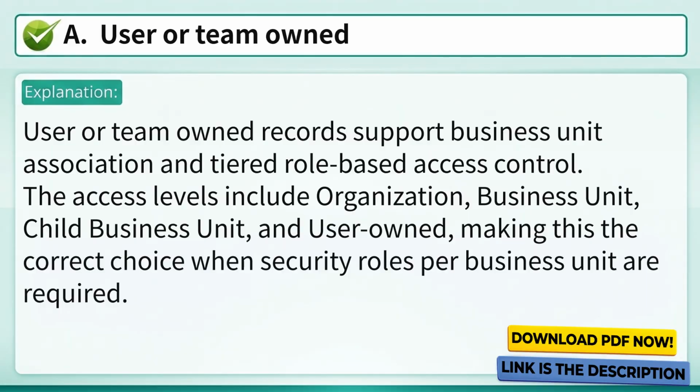Explanation. User or team-owned records support business unit association and tiered role-based access control. The access levels include organization, business unit, child business unit, and user-owned, making this the correct choice when security roles per business unit are required.